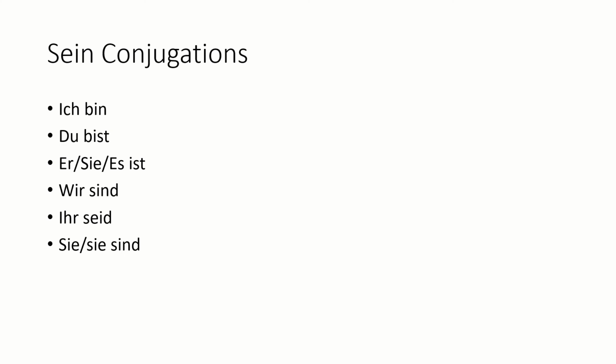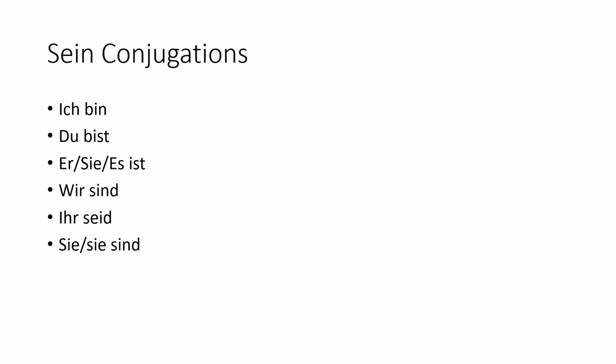In this one, bin is "am." So you're saying "I am." For du, it's du bist. So bist is "are." It changes from "am" to "are." So you would say du bist, or "you are," and then whatever.